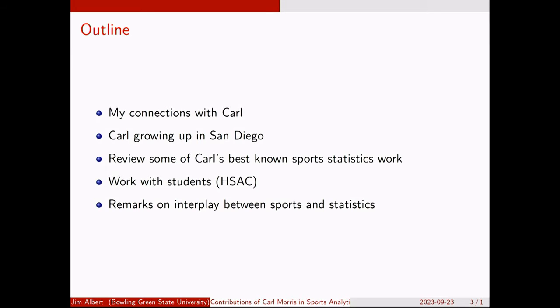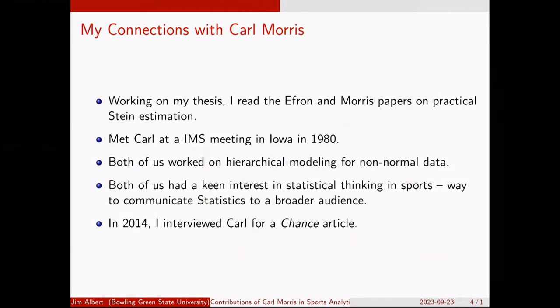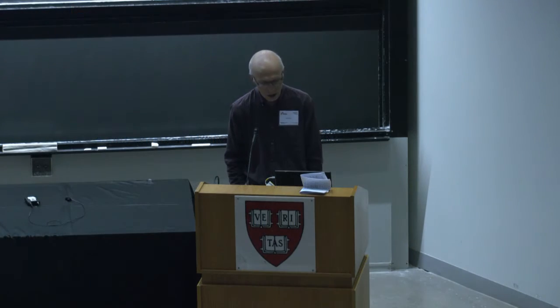To get started, I was a relatively naive graduate student at Purdue, and my advisor was Jim Berger. Jim Berger did a lot of work on Stein estimation and admissibility, and my task was to try to find practical estimators for things like Poisson means. Jim said, you've got to read the articles by Efron and Morris because they were talking about practical estimation. So I started reading those papers real early in the 70s. I knew about Carl's work a long time ago.